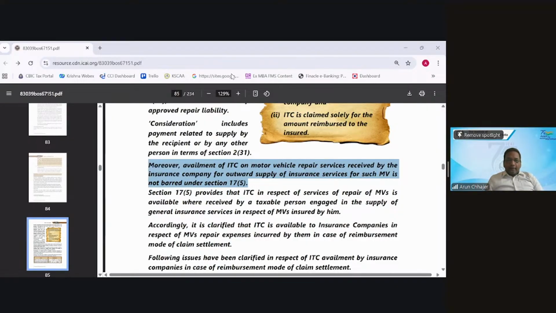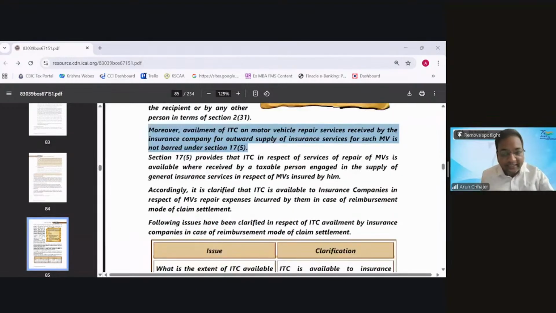Because yes, it has been mentioned specifically in the proviso that the insurance company's repair, maintenance, servicing is an exception in the clause AB. Correct? In the clause AB there is a proviso, right? So therefore, the availment of the ITC on the motor vehicle repair service received by the insurance company for outward supply of insurance service is not barred.